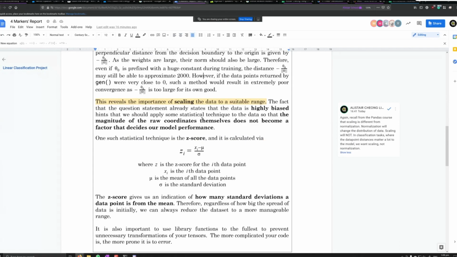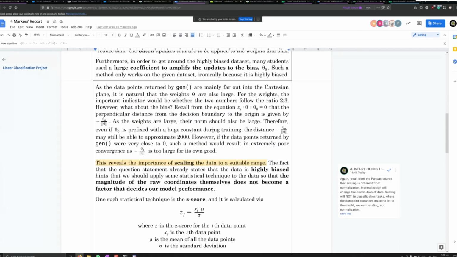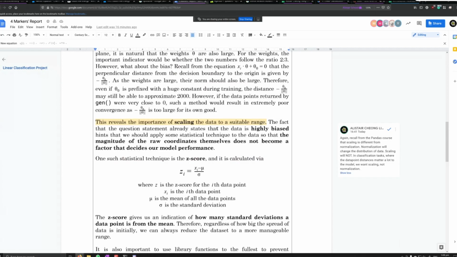So what happens when you scale the data to a suitable range? That means that before you even train, you already scale to that nice range from 0 to 1. No matter what the starting range of your data is, at the end it's always going to get compressed to 0 to 1. So that is why we eliminate the fact that the magnitude of the raw coordinates may decide our performance. No matter what the initial magnitudes are, we force all of them to be in the range 0 to 1, in this case using the z-score, or there are other kinds of scaling.